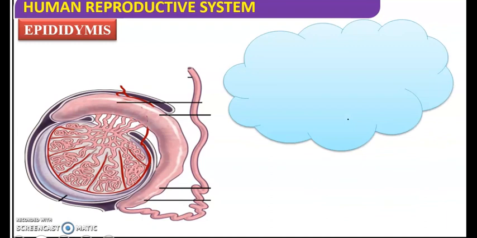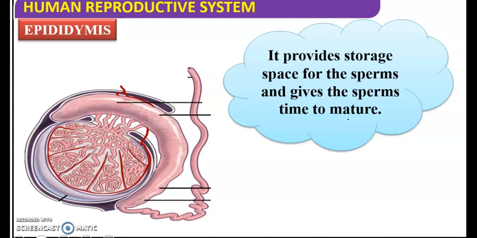So here is the epididymis, and if I have to divide it, I can divide it into three parts: head, body and tail. The main function of the epididymis is that it acts as a storage space for sperms and it gives sperms time to mature. What is the maturation time of sperms? Sperms take a period of over 14 days for maturation. Along with it, it can store sperms for almost several months if they are not ejaculated.